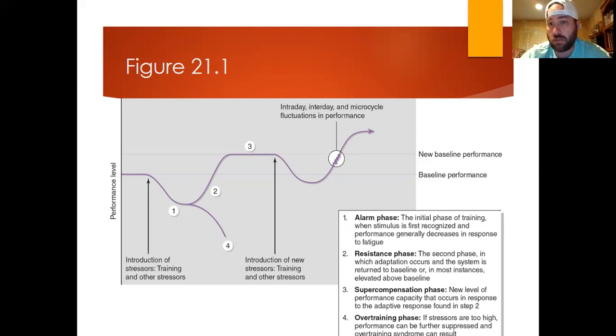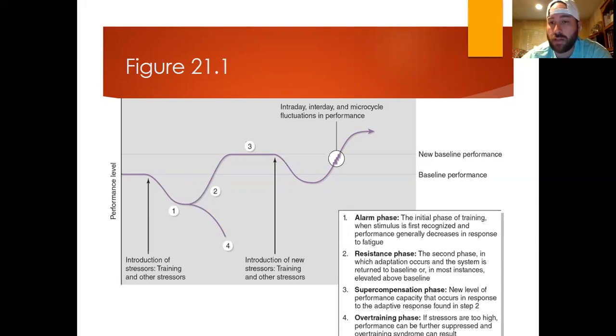That's the point, right? What we should see is this go from point 1 to point 2. There's this resistance phase. It's that second phase in which adaptation occurs and the system is returned to baseline, or in most instances above baseline. So we're elevating your performance level.